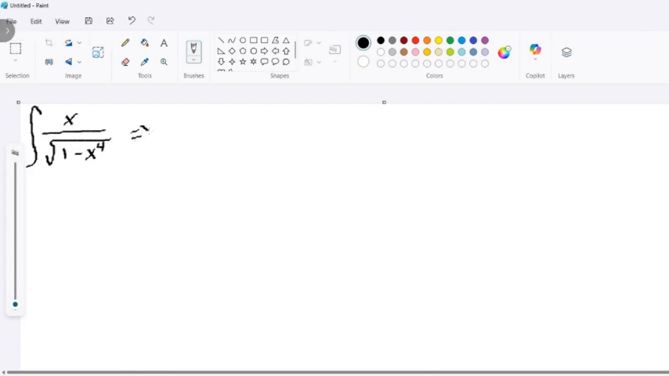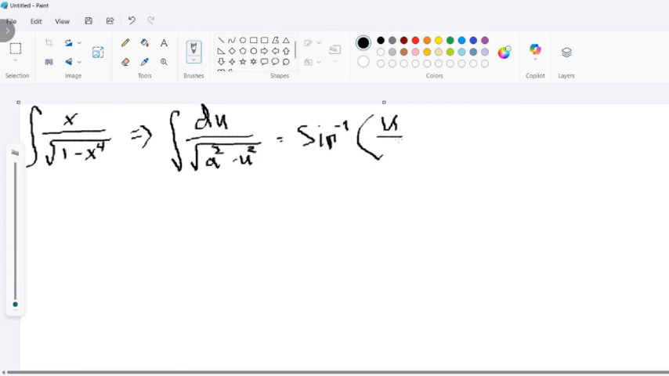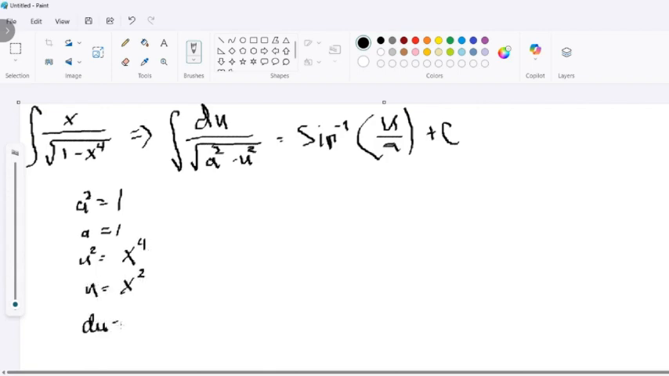So now for our next example, we have the integral of x over square root of 1 minus x raised to the power of 4. As you all can see, this is the arc sine u over a plus c. So we are finding here that a squared is equal to 1, a is equal to 1, u squared is equal to x raised to the power of 4. So we have u equals x squared. The derivative of that one is 2x dx. So our dx here is du over 2x.